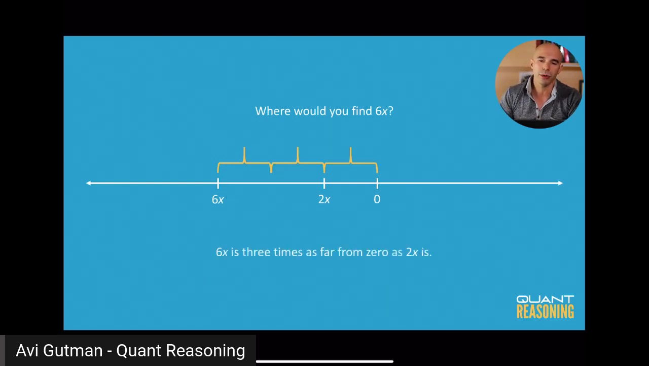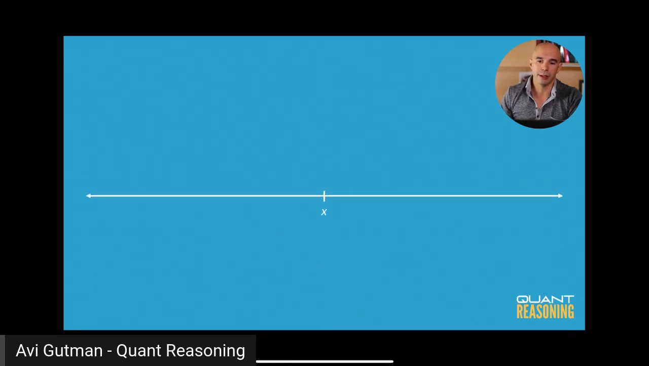All right, so number line reasoning starts as something very simple with just addition and subtraction, but then it starts getting a little bit more complicated when we introduce multiplication or division. Now, verbally, we would say 6x is 3 times as far from 0 as 2x is, because again, 6x is triple 2x. And it's on the same side of 0.